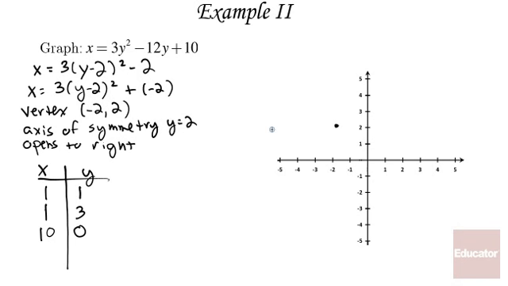So I know that my axis of symmetry is going to be here. And I have a point at 1, 1. I have another point at 1, 3. And then I have a point way out here at 10, 0. So I know that this is going to be a fairly narrow graph because a equals 3.